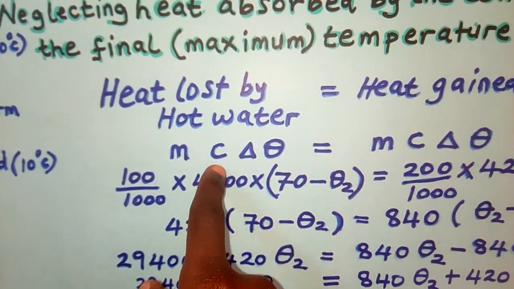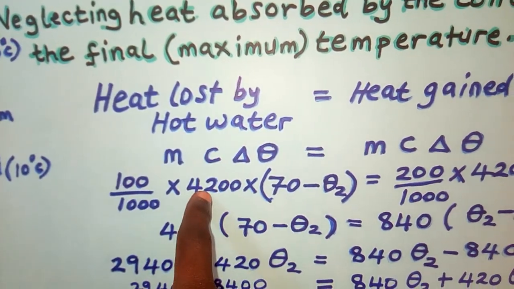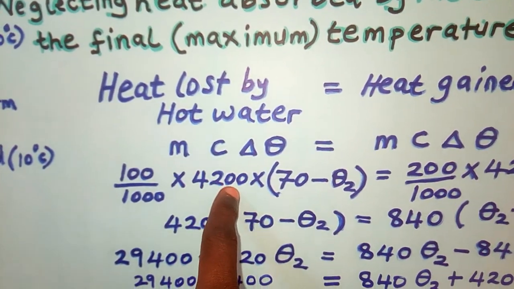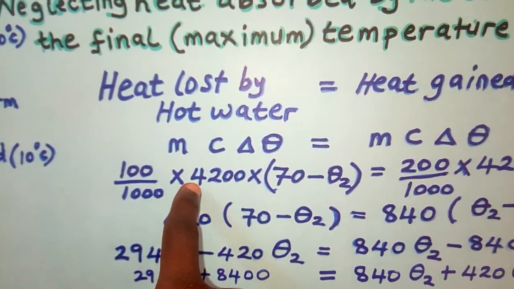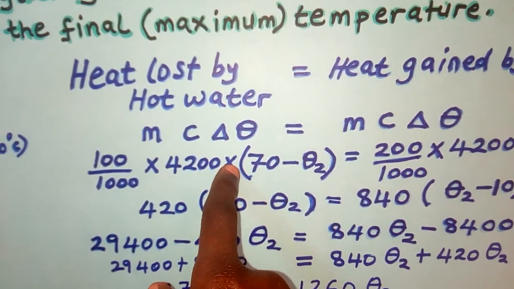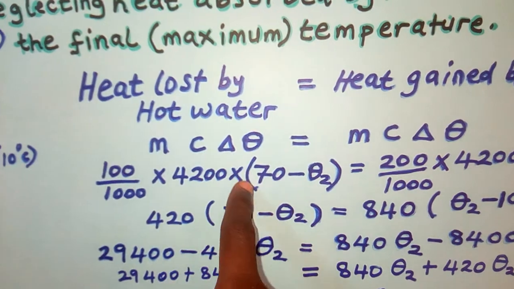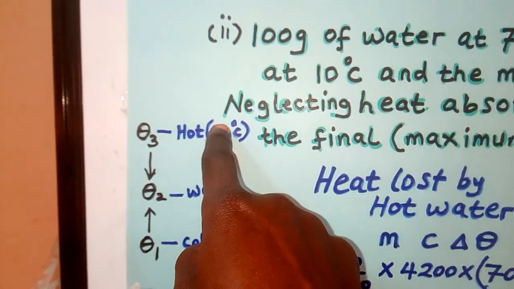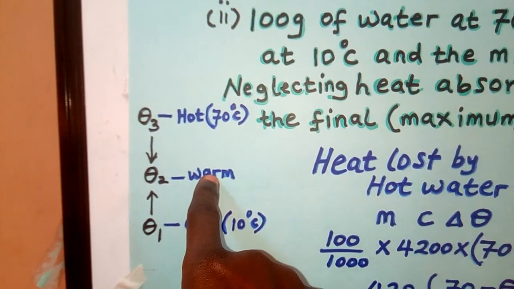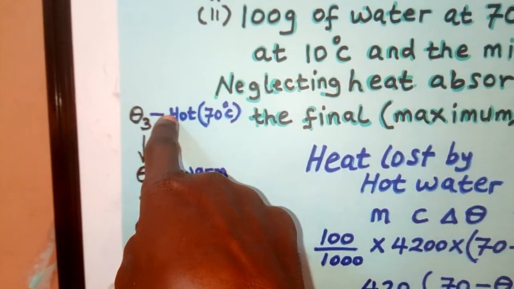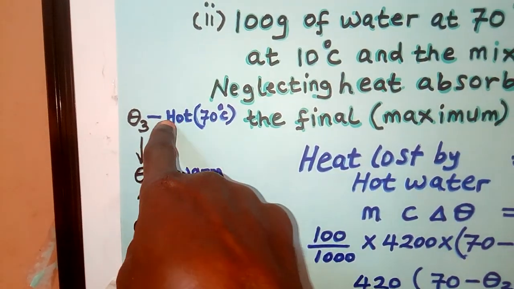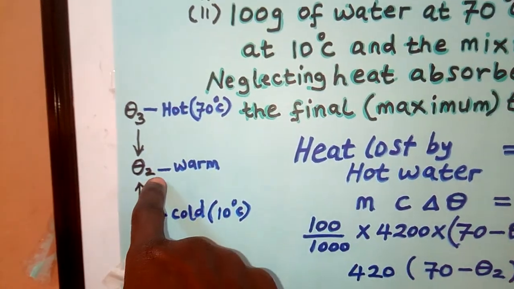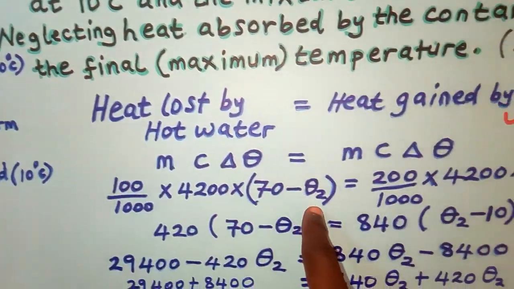Times the specific heat capacity of water. This is C. The specific heat capacity of water is known. It is a constant and it is 4200. Times the change in temperature. For the hot water, we said it is from 70 down to theta 2, so which one is bigger? Theta 3 is bigger than theta 2. So it will be theta 3, which is 70, minus theta 2. So that's what you write here.